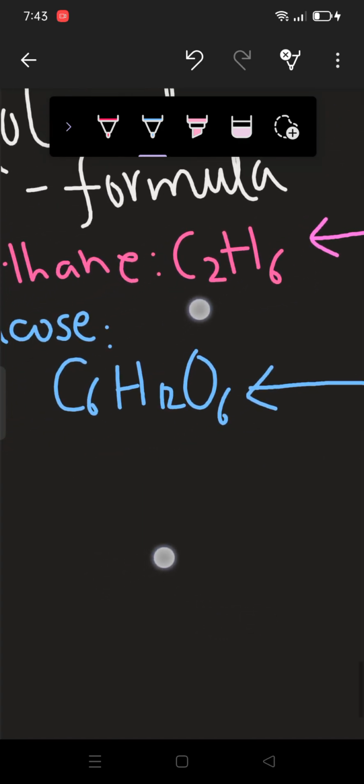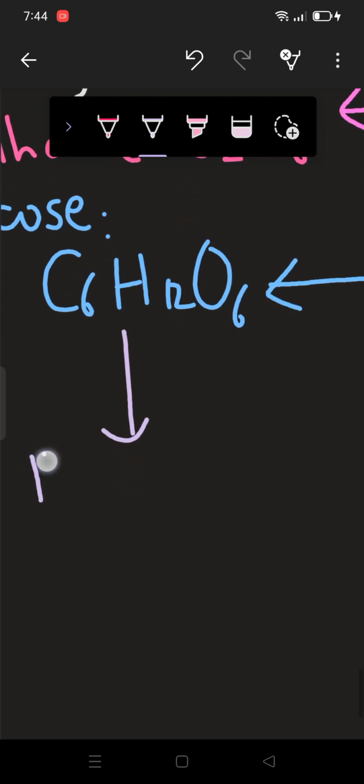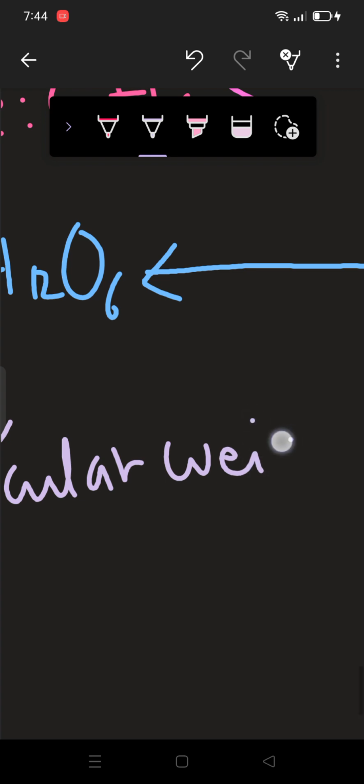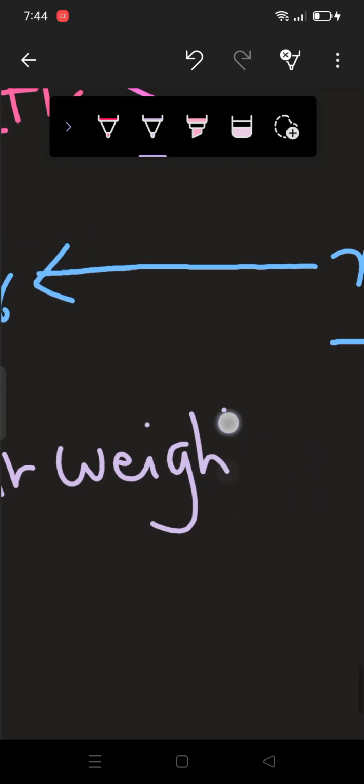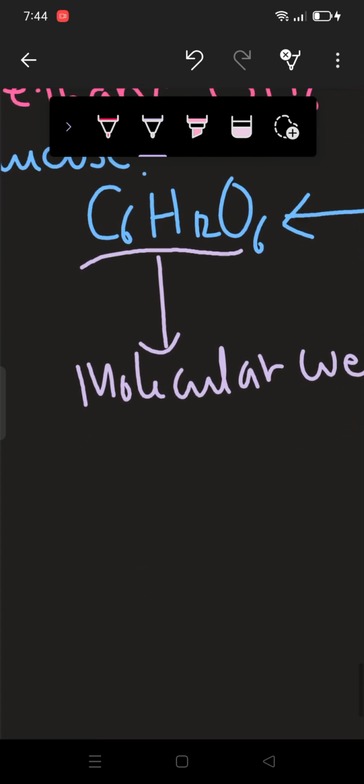So let us write here the molecular weight first, right? I'll let you know what is molecular weight, what is empirical weight. So molecular weight, basically you will be finding the mass of this molecule, and that would be equal to the molecular weight, right?